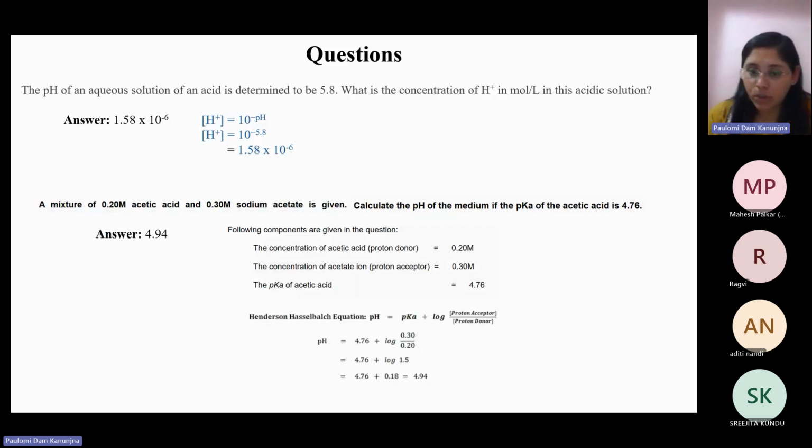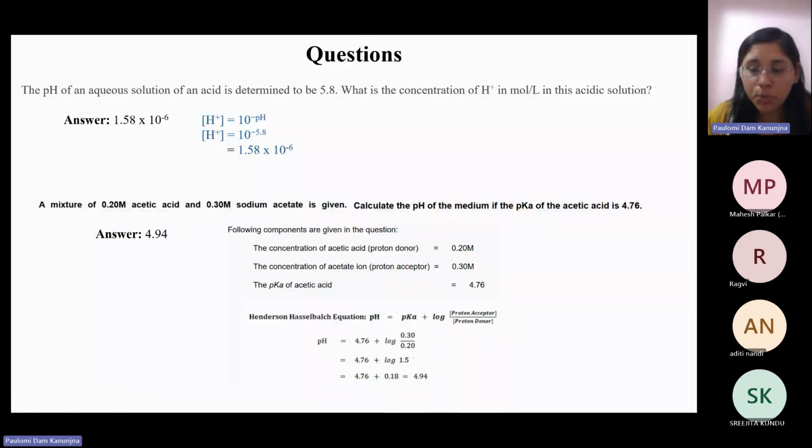And this is the formula that we have used, as we have just mentioned, right? The Henderson-Hasselbalch equation says pH is equal to pKa plus log of proton acceptor by proton donor. 4.76 plus log of proton acceptor, here it is sodium acetate. Remember acetate ions. So sodium acetate 0.3. Proton donor is the acetic acid, so the acid 0.2. So if you do that, it is basically 1.5 here. So 4.76 plus log of 1.5, which if you calculate, you will get 0.18. If you add them up, it's 4.94.